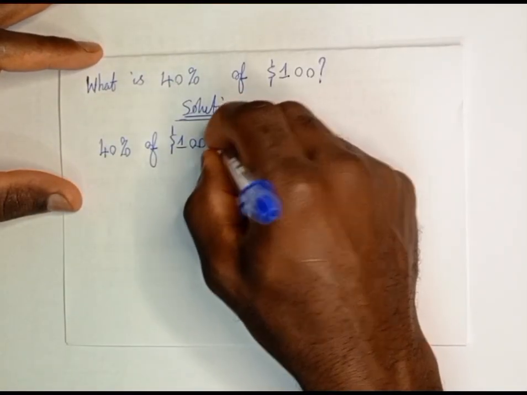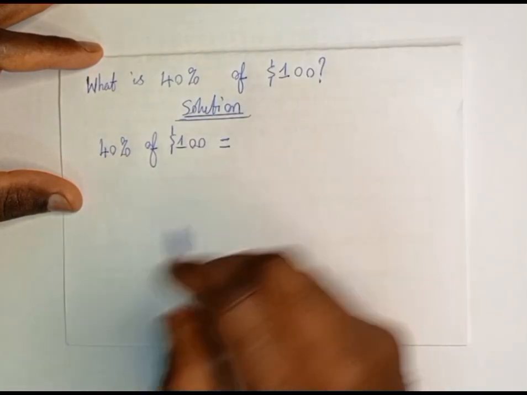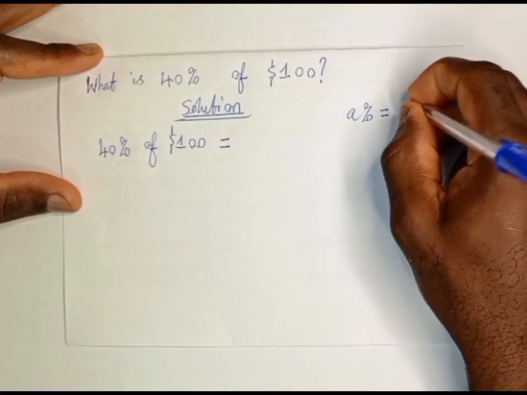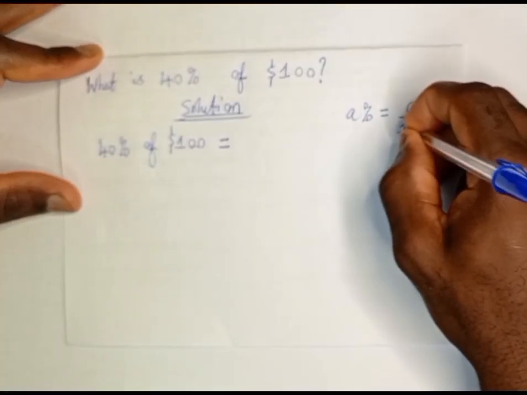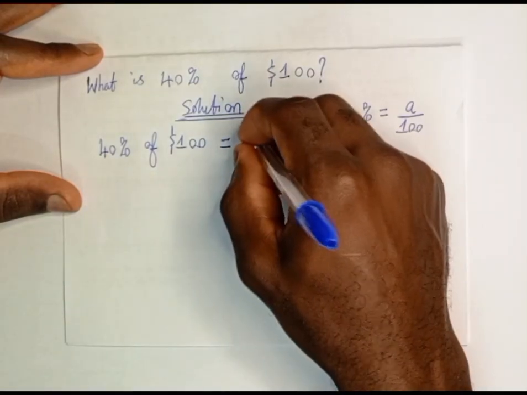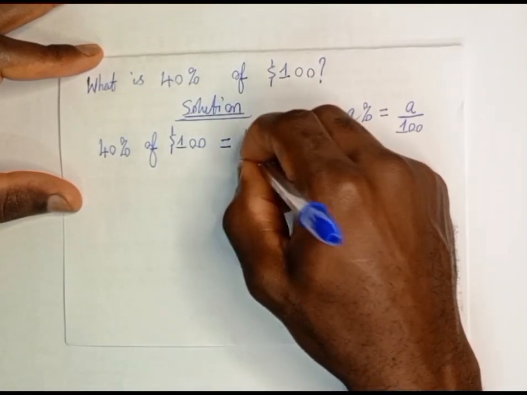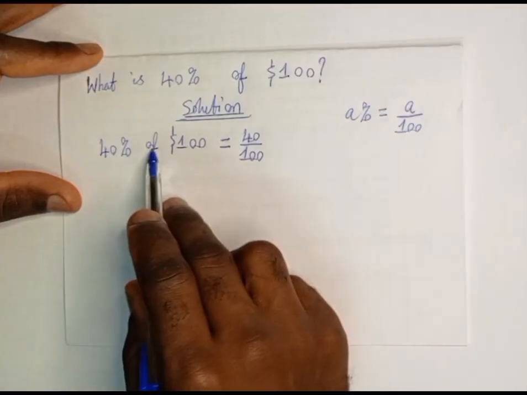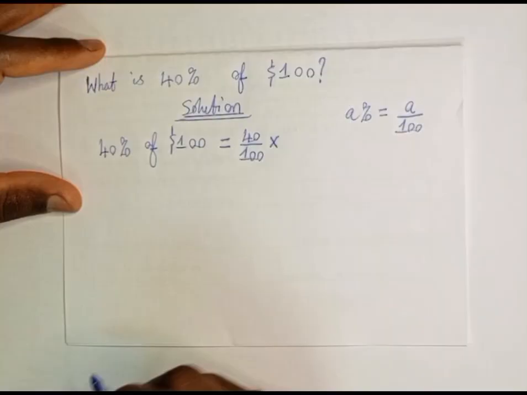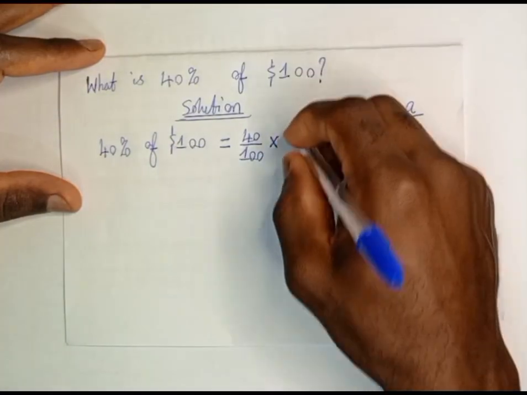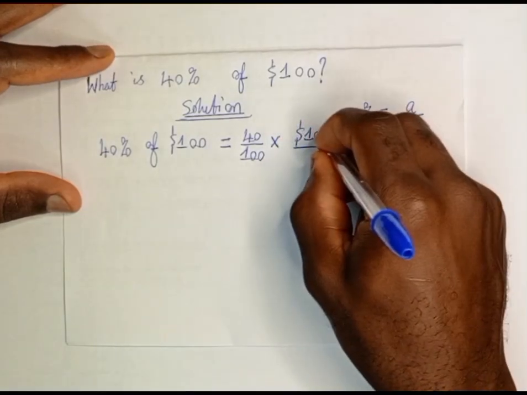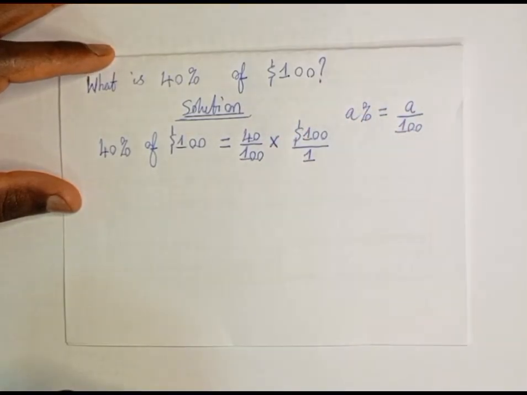Mathematically, this simply means 40%. If we have a percent, it simply means A out of 100 things. So it simply means 40% will be 40 out of 100. Of here mathematically simply means we have to multiply by $100, which you can express as $100 over 1.